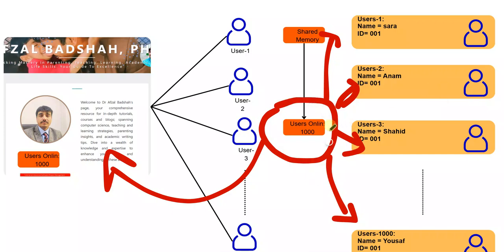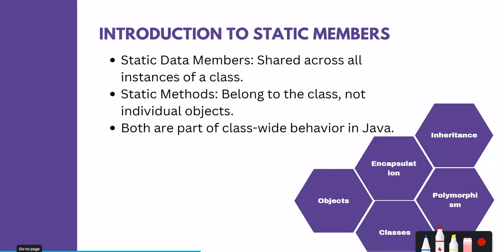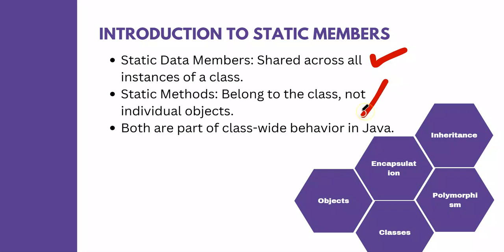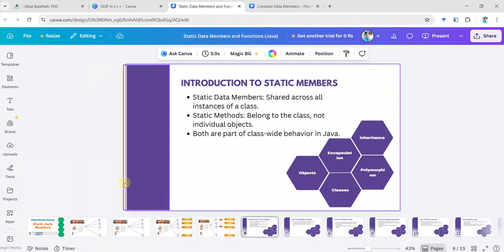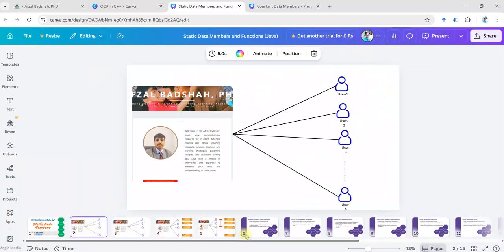Definitely, if we store that data at a single shared place instead of storing it separately for all objects, it will save a lot of memory and time, and it will increase the performance of the system. So in such cases we use static data members, which are shared with all the instances, all the objects, and no object is going to store its own copy. So this was the basic introduction. What is actually a static data member?